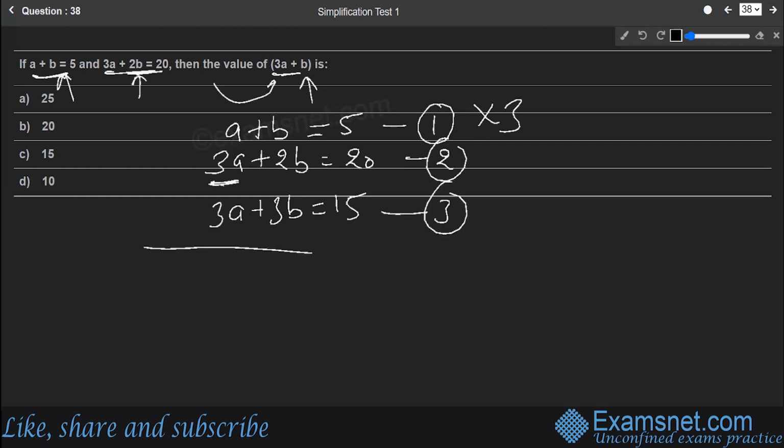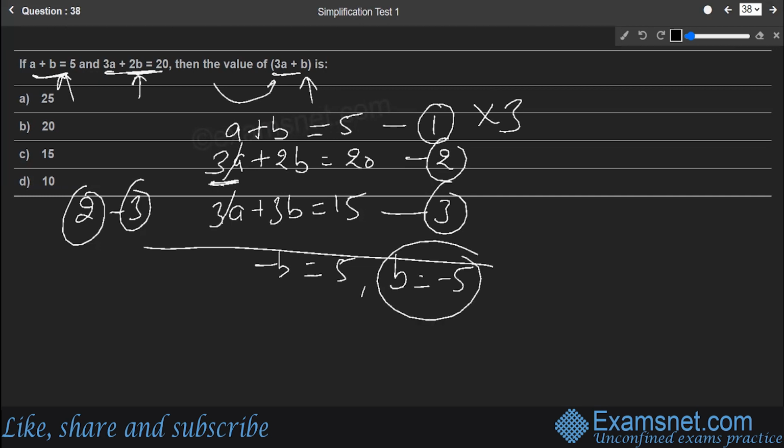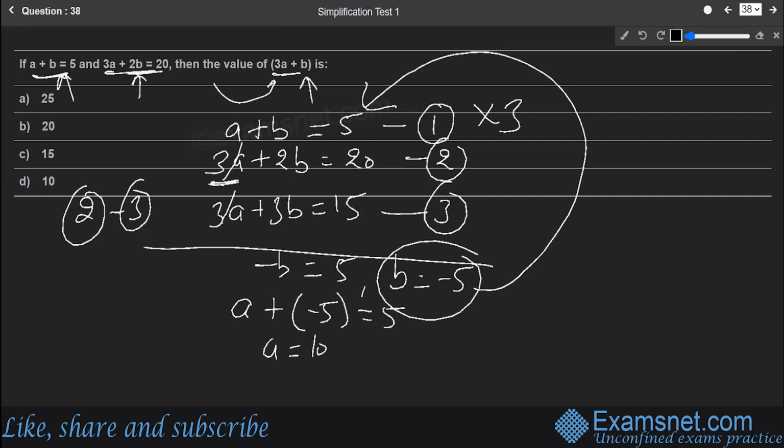Now we can subtract equation 3 from equation 2, that is 2 minus 3. If you do it, 3a and 3a get cancelled. 2b minus 3b is minus b, is equal to 20 minus 15, which is 5. So clearly the b value is coming out to be minus 5. To find the a value, we can put b equal to minus 5 in any of the equations. Let us put it in the simple one, a plus b equal to 5. This gives a plus minus 5 is equal to 5, so a is 10. So a value is 10, b value is minus 5.